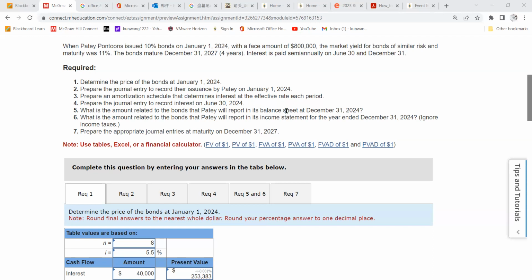And then it's asking for the financial statement disclosure by the end of 2024, which is after the second interest payment. So how we disclose the related information in the balance sheet for the bonds payable, bond discount, and the related interest expense on your income statement. And finally, if we assume we hold the bond until the due date, the journal entry to retire the bond. So that's a simple bond, but covering the whole bond issue period.